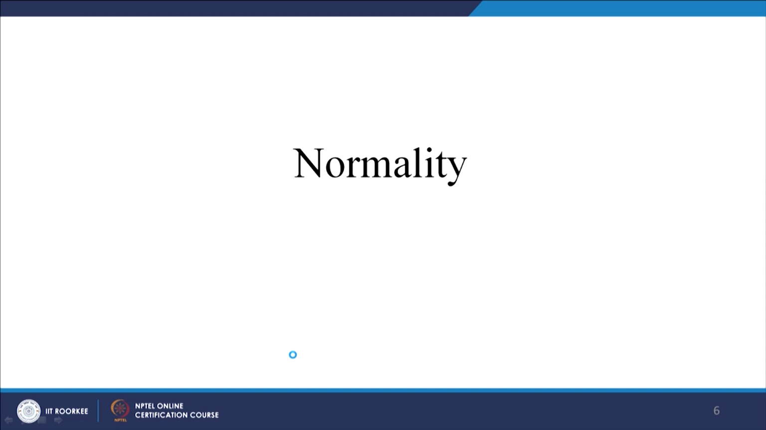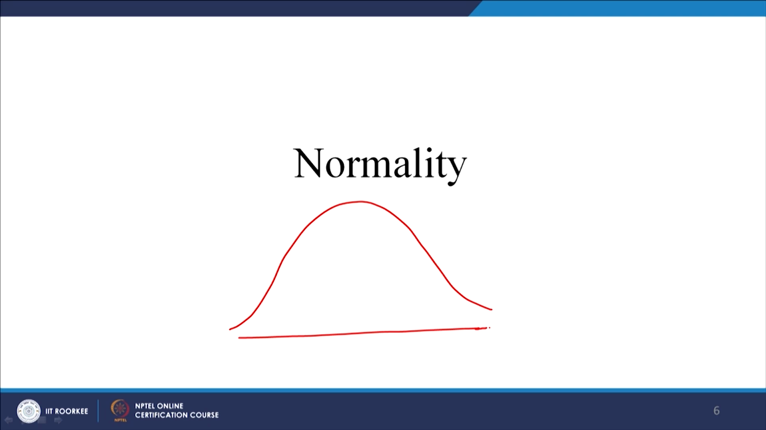So now, after the outlier part is covered, next we move to another problem in data preparation, that is normality. What is normality and why is it important? Normality means whether the data is normal or not, as simple as that. Now what do you mean by normal? The data is normal when it follows a normal bell curve.